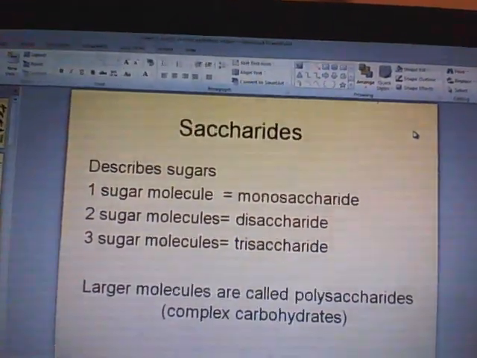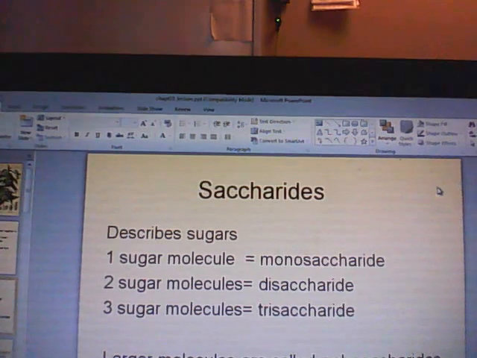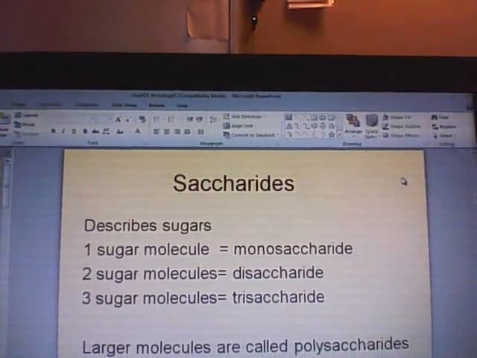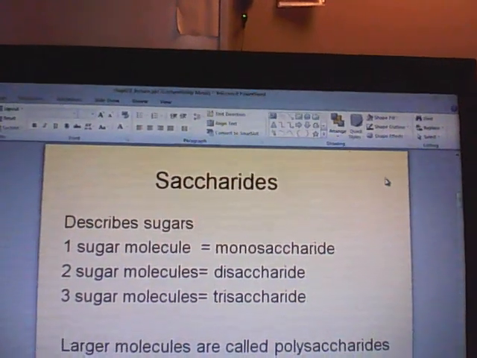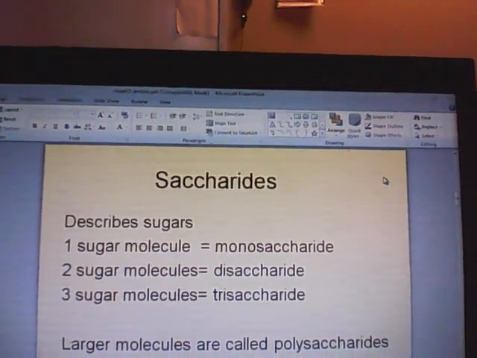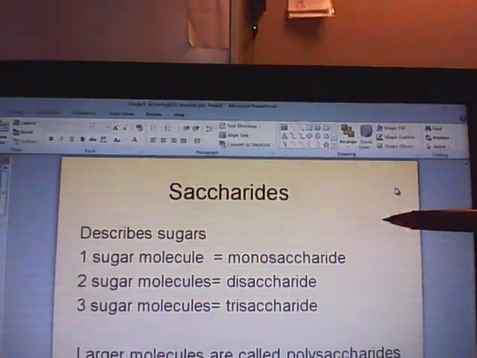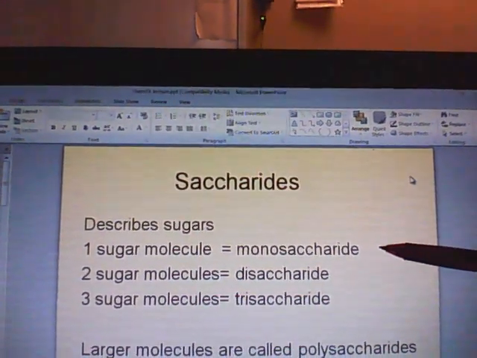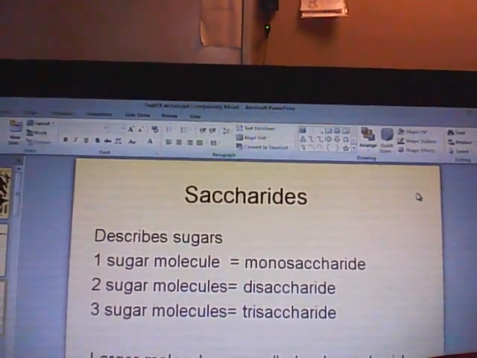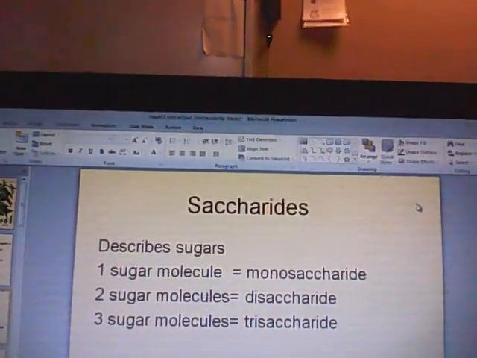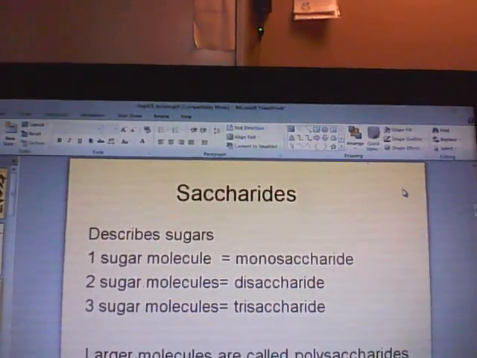So right here is what you want to note, and it'll be on your worksheet where it'll ask you what is the monomer and polymer for a carbohydrate. Monomer means what's the one unit name, and polymer means what's the complex unit name, or more than one unit. So the monomer for carbohydrates is monosaccharide, whereas the polymer for carbohydrates is polysaccharide.